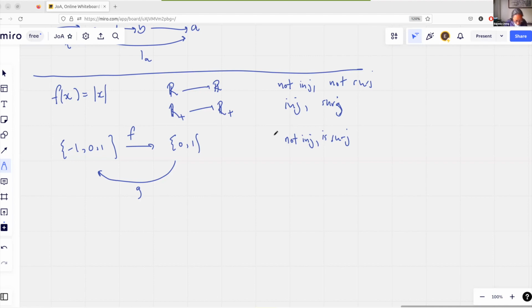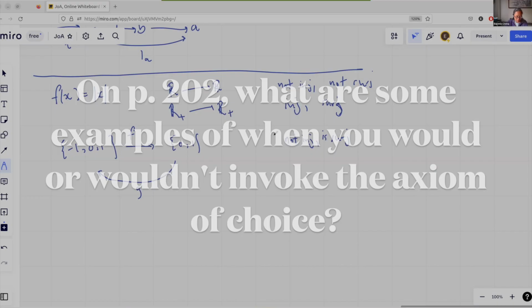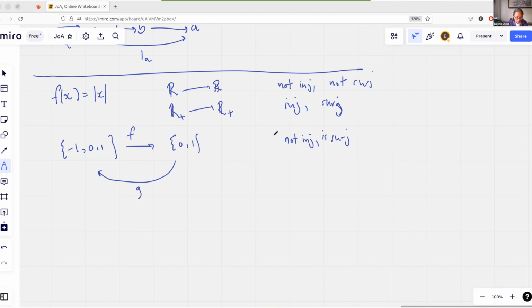Next question, page 202: what are examples when you would invoke the axiom of choice and when you would not invoke the axiom of choice? Does this become an emotional debate among mathematicians? So here's the thing, you either need to invoke it or you don't. There isn't any debate about whether you have to invoke the axiom of choice or not. So I guess I can stop the share.